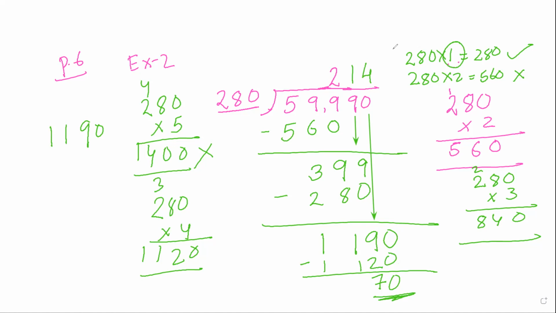So where do I write the remainder, girls? Usually, where do I write? Next to your answer here. I'll choose another color so that you see this is the remainder. R 70. So the answer is 214, and the remainder is 70.